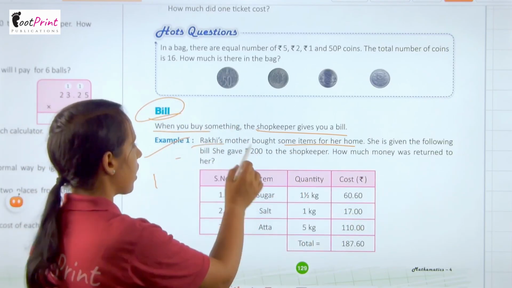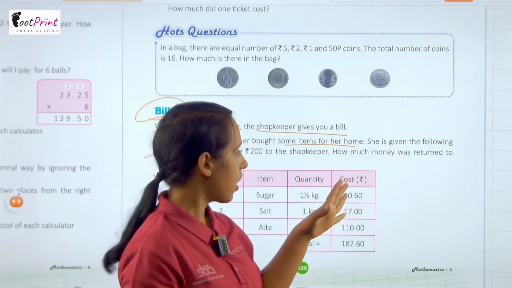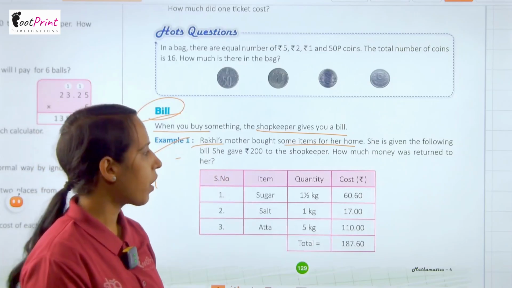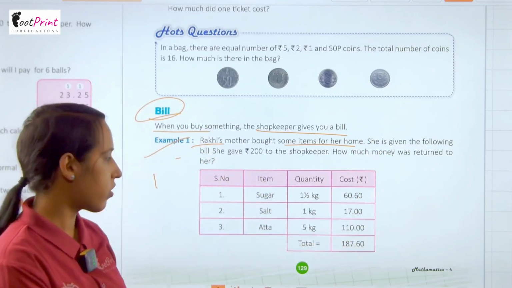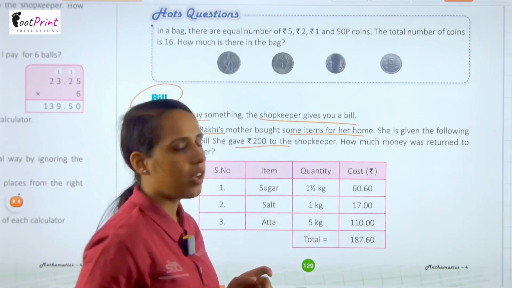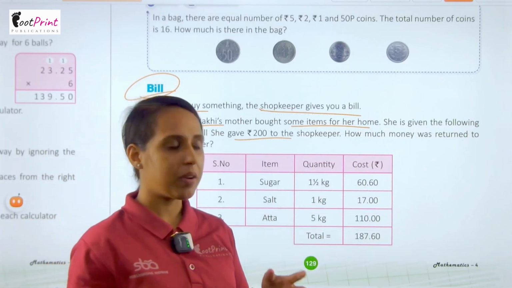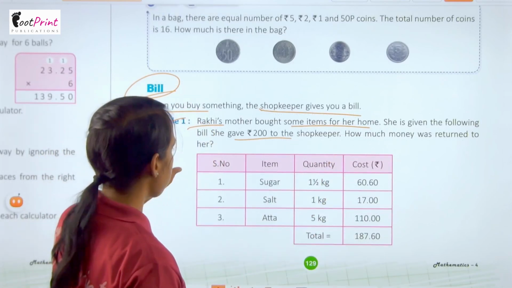अब यहाँ दिया राखी की मदर जो हैं वो कुछ सामान खरीदने घर का मार्केट गई. वहाँ पर उन्होंने कुछ सामान खरीदा जो यहाँ पर हमें लिस्ट में दिया हुआ है, और उनकी मदर ने जो है 200 रुपीज़ दिए शॉपकीपर को. ठीक है, तो हमें पता लगाना है कि उसके पास कितने रुपए उसको वापस मिलेंगे राखी की मदर को.